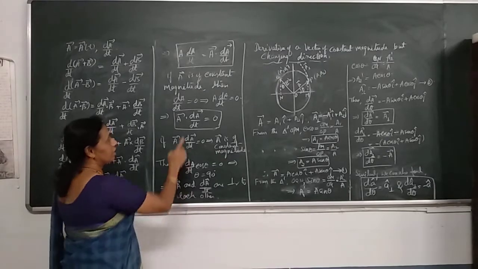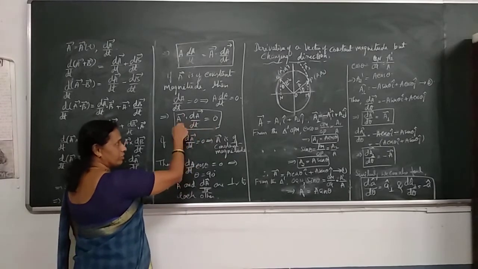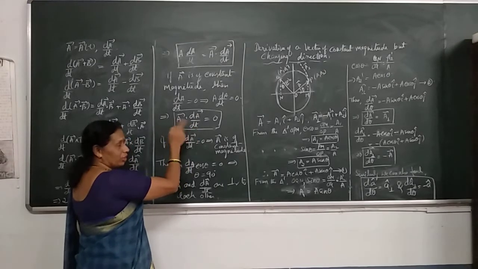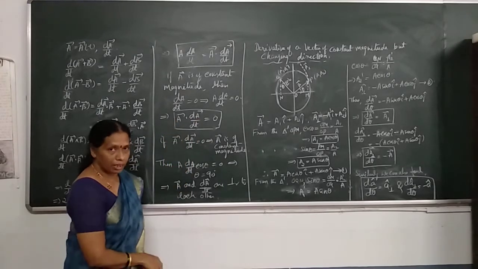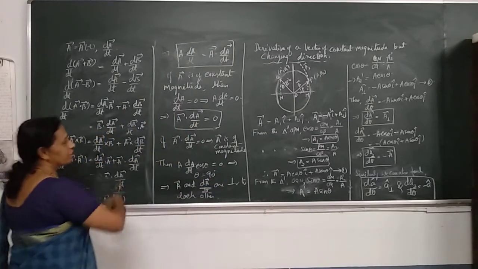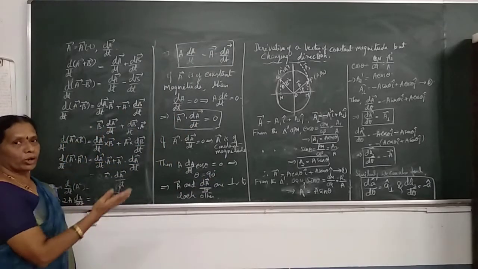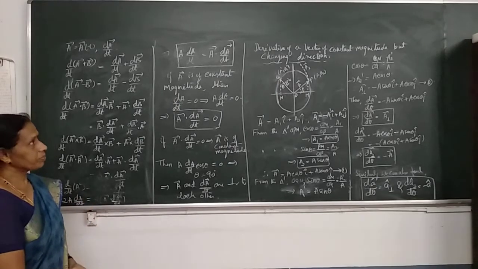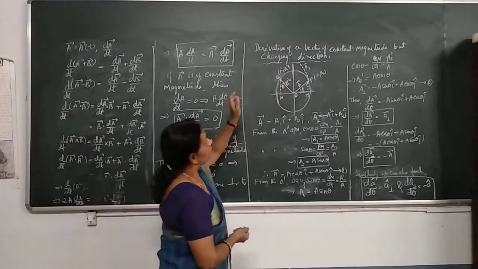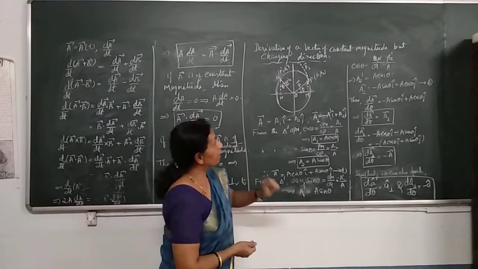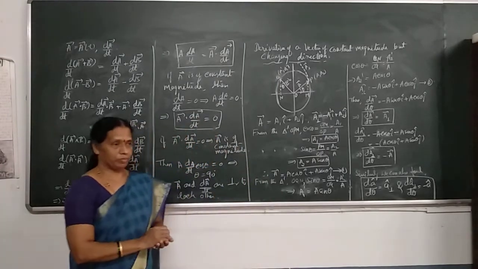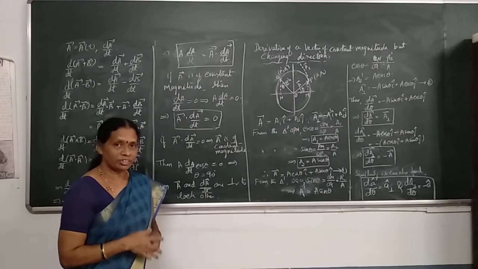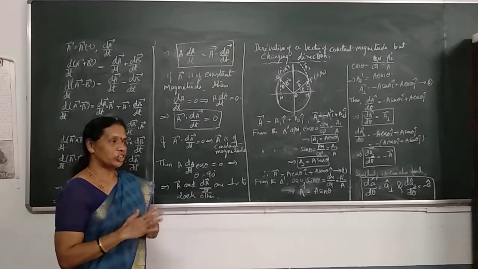When A is constant, this is true, and then A vector and dA vector by dt are mutually perpendicular. These are some of the results based on the scalar product, and the derivative of the scalar product and vector product of vectors. Now the next topic is the derivative of a vector of constant magnitude but changing direction. See here, we have a vector A of constant magnitude but its direction changes with time.